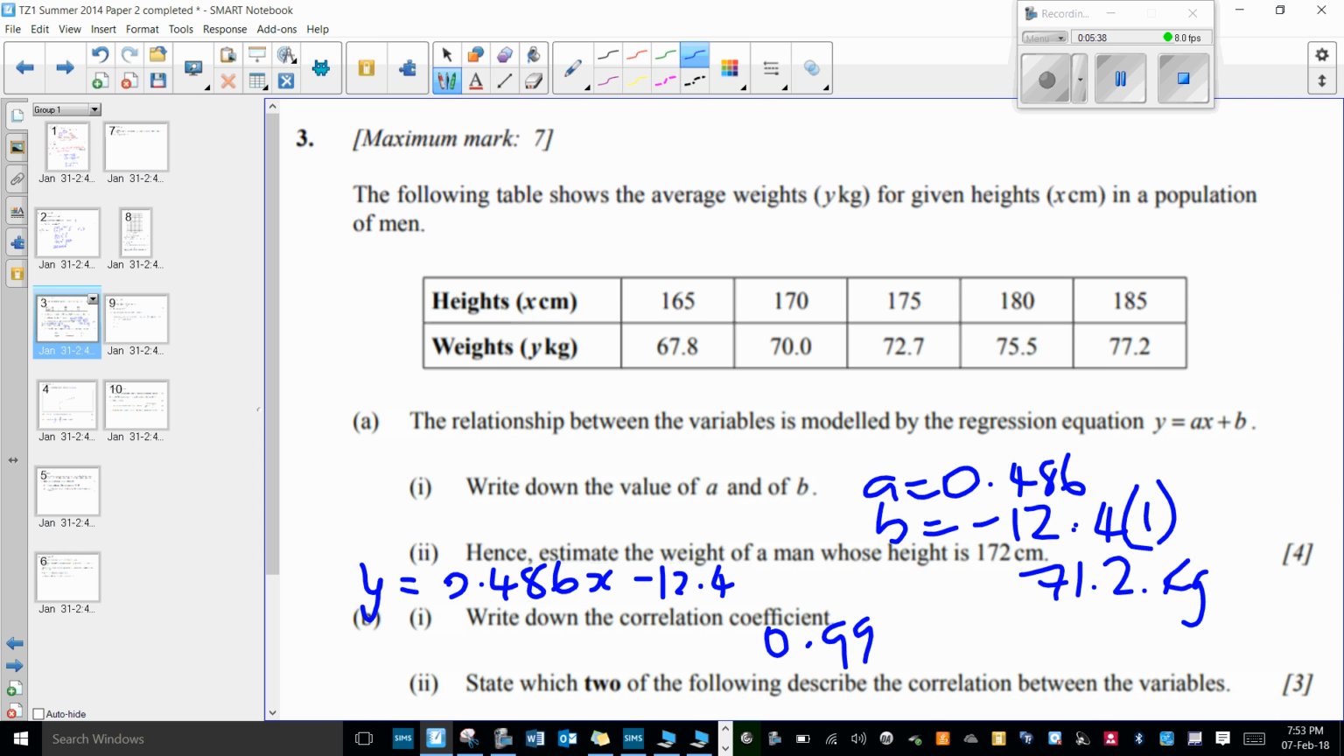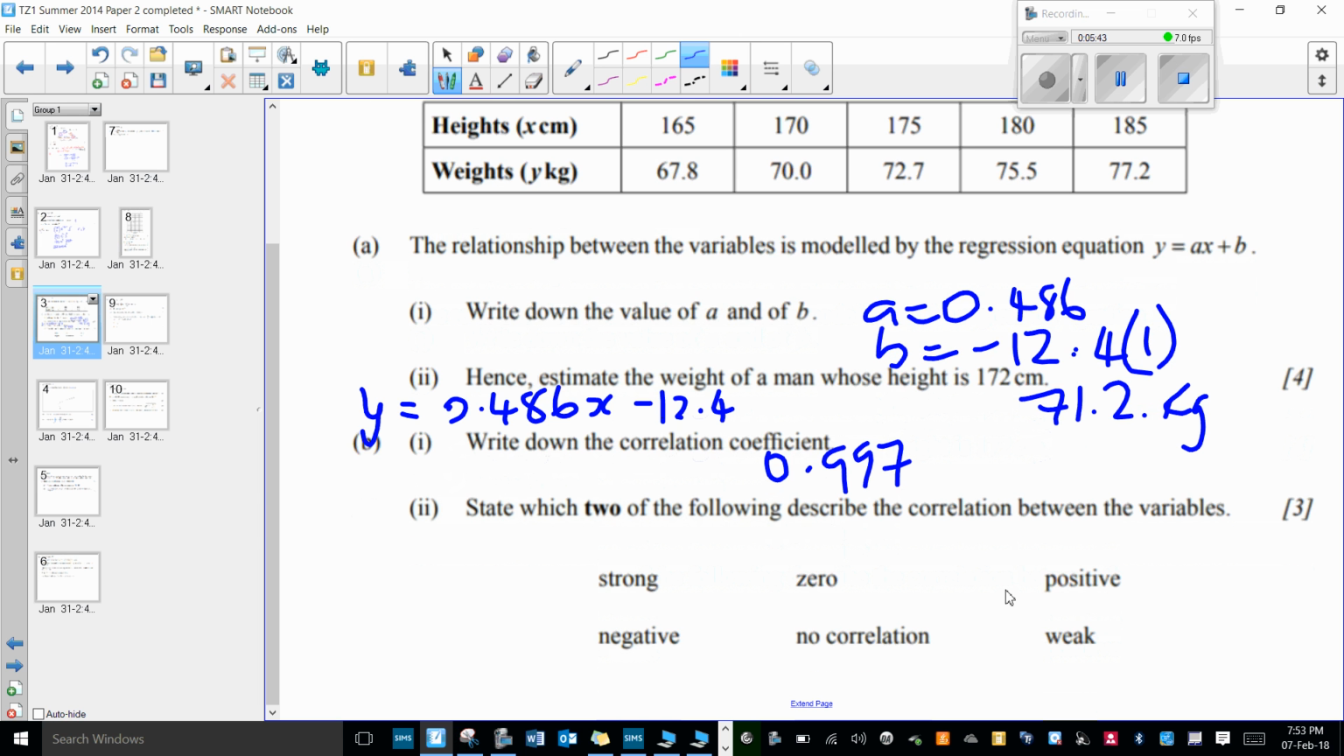Okay, state which of the two following describe the correlation between the variables. Well, obviously it's positive. A 0.997. Remember that correlation coefficients are between -1 and 1. -1 is a perfect negative relationship. 1 would be a perfect positive relationship. And so a 0.997 is very, very close to 1. So we would say that it was a strong and positive correlation. It does say 2 variables.